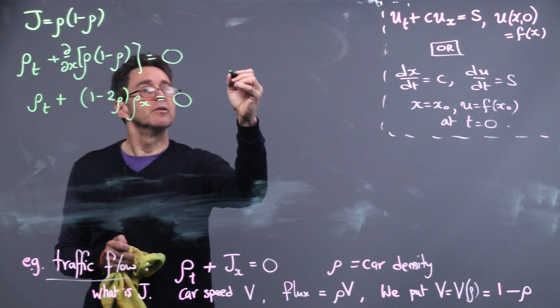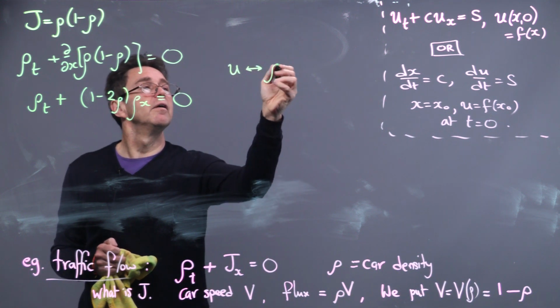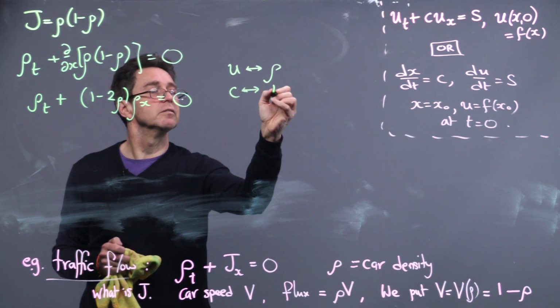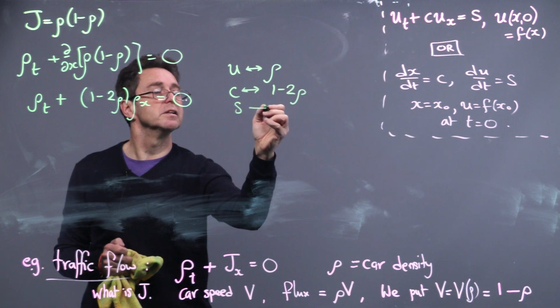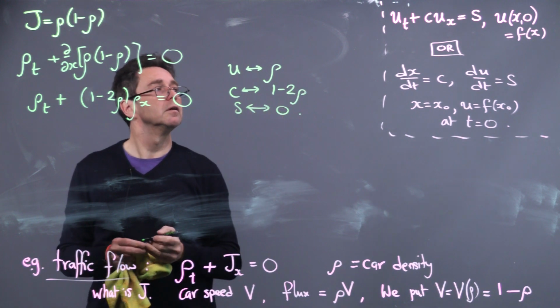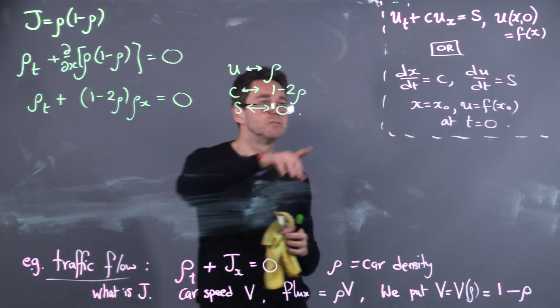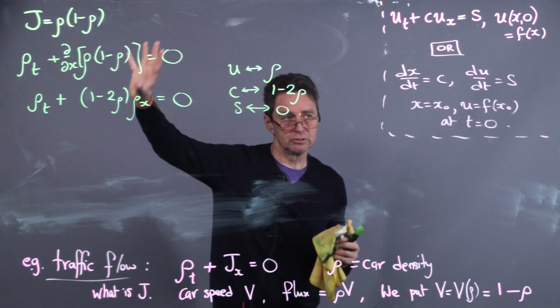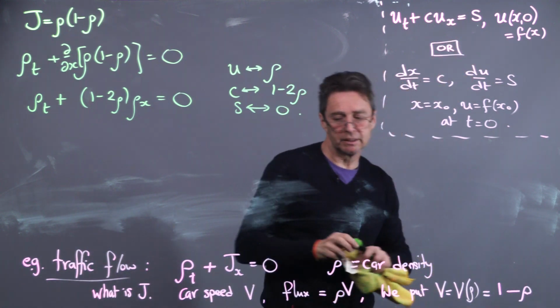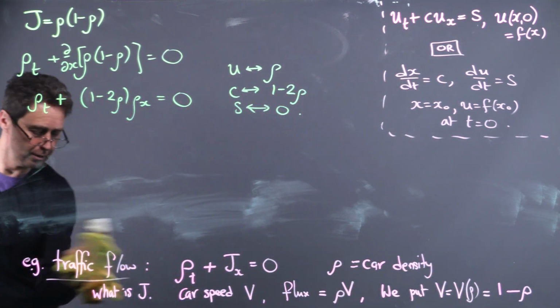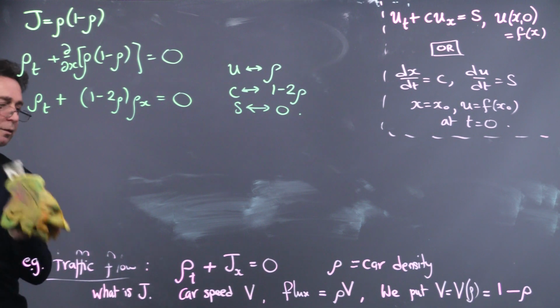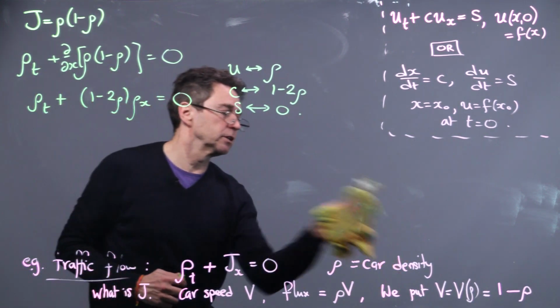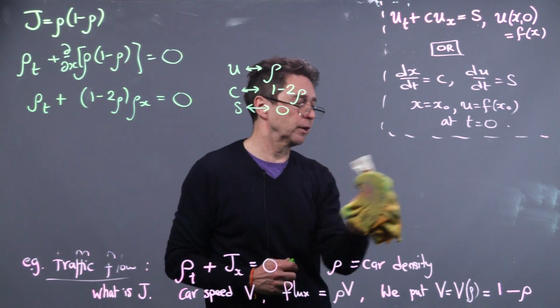So there it is. We've got that U is equivalent to rho. We've got C is equivalent to 1 minus 2 rho, and there's no S. Right, so the reason why I chose S there is because for the conservation law stuff, it corresponds to the source or sink density. Okay, so traffic flow. That's where we are. Now we're going to do some traffic-like problems.